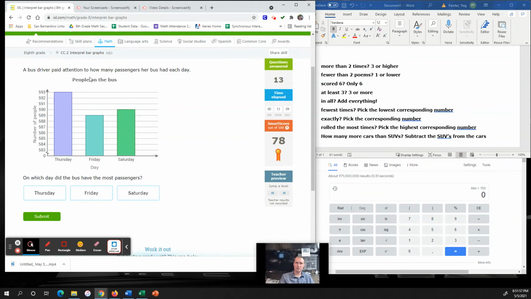A bus driver paid attention to how many passengers her bus had each day. On which day did the bus have the most passengers? Okay, so we're looking for the most passengers, which means just pick the day with the highest bar. And if you look at this bar, which is purple, Thursday had the most passengers on the bus at 593.